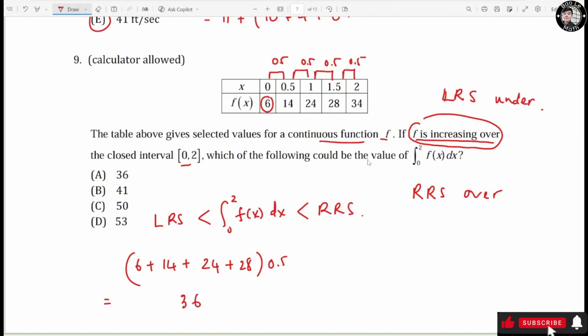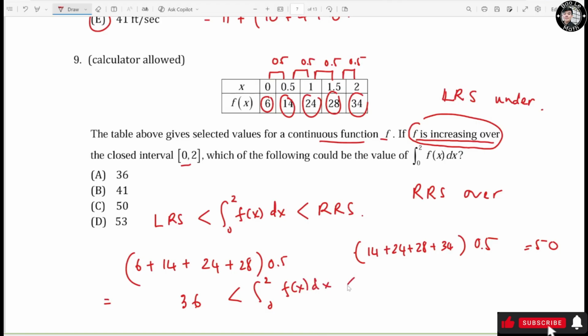Now the right Riemann sum, I do exactly the same thing, right? So it's 0.5 outside, right? Now we're going to pick 14, 24, 28, and 34. And this gives us 50, right? Now 36 is less than the integral from 0 to 2 of f of s ds, which is less than 50, right?